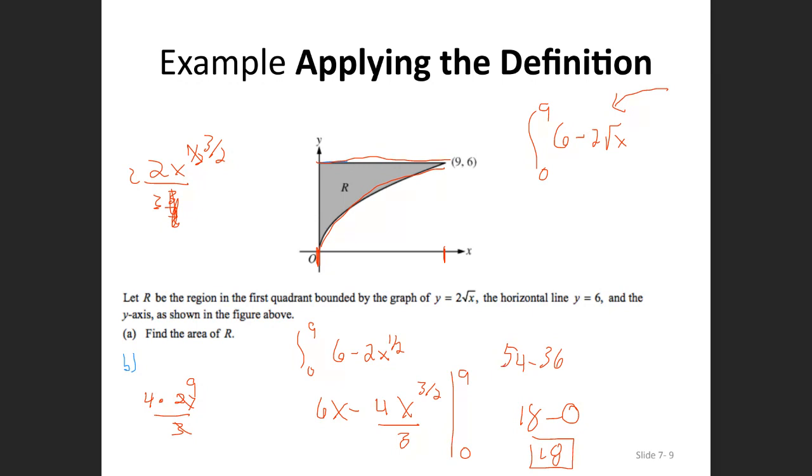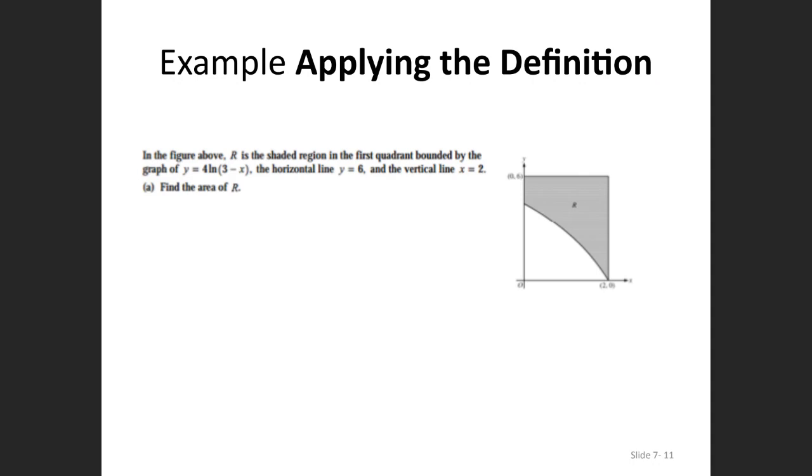Do I know how to plug 9 in here? 6 times 9 is 54 minus 9 to the 3 halves. Well, that's 27 times 4 over 3. Well, that's 36. Those are things that you need to know. Okay? Are we good on this problem? Top function minus bottom function is how we find area. All right. And this was an AP question from, I'm not sure what year it was, and here's the answer, which worked out a little bit nicer than my work.